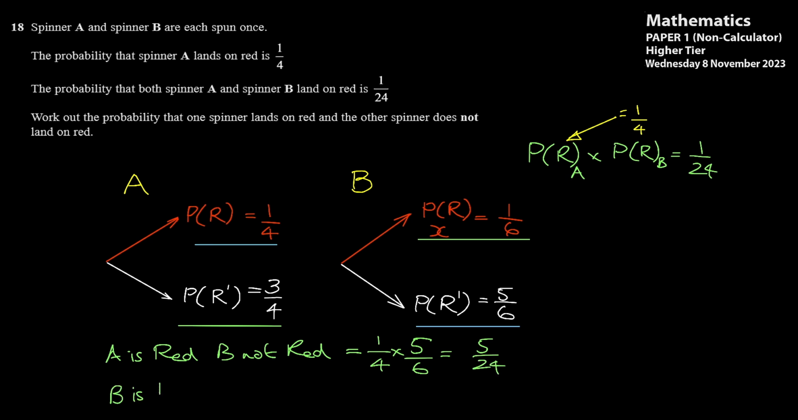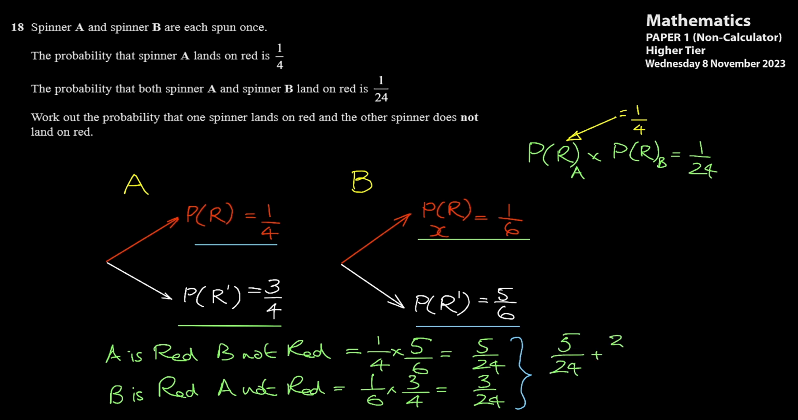Right, now B turns up red and A not red. So this is equal to B on red, which is 1/6, multiplied by A not on red, which is 3/4. So this is equal to 3/24. And as we don't care which is which, we can add these two probabilities together to get the probability of one or other being on red and therefore the other being on not red. So this is 5/24 plus 3/24, which is equal to 8/24. And that's the answer.